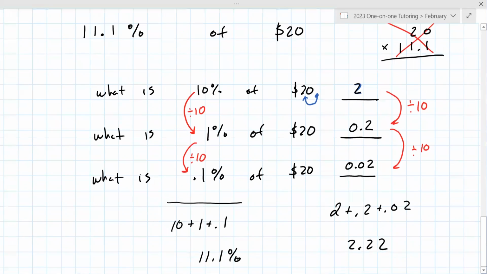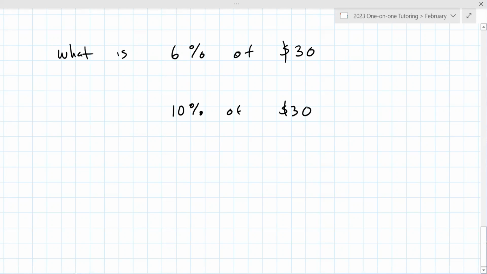Okay, so let's look at another problem here. What is 6% of 30? So you always start with 10%. So 10% of 30, can you tell me what that is? 10% of 30 is 3. Good.